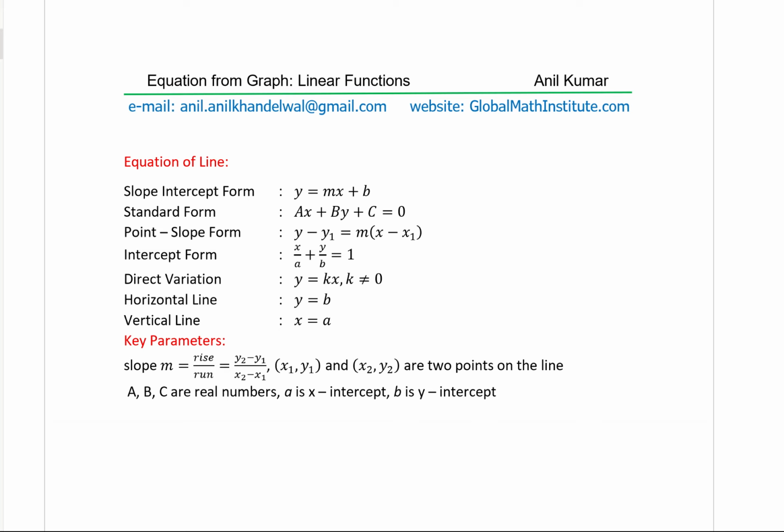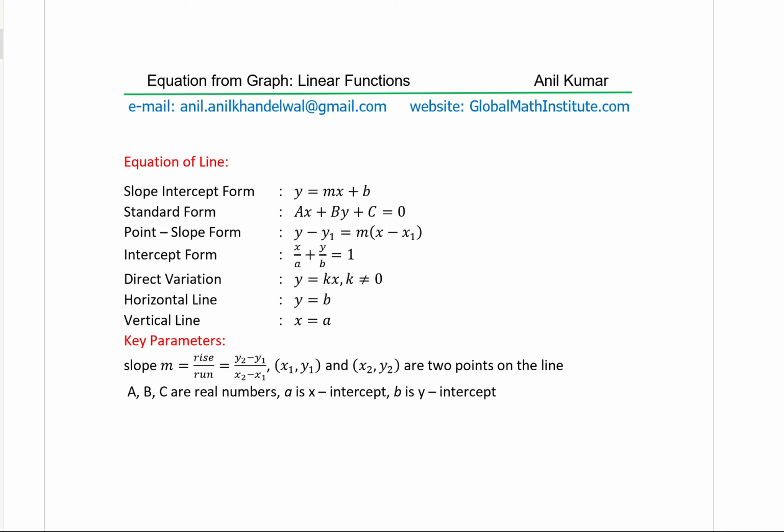In this video, we'll discuss how to write equation of a line when its graph is given to us. Equation of the line could be written in slope and intercept form, which is y equals to mx plus b. It could be written in standard form, ax plus by plus c equals to 0. We could also write the equation in point slope form, which is y minus y1 equals to m times x minus x1. The intercept form is x over a plus y over b equals to 1. We normally use this form to solve word problems related to lines.